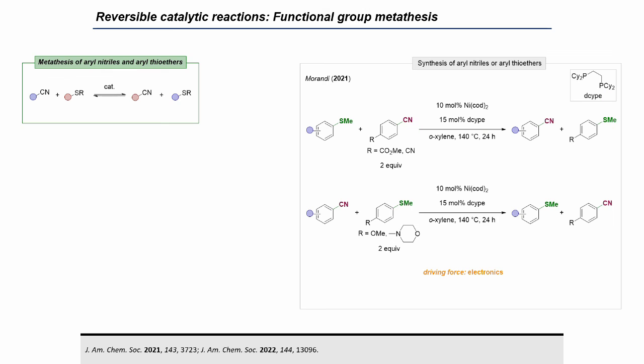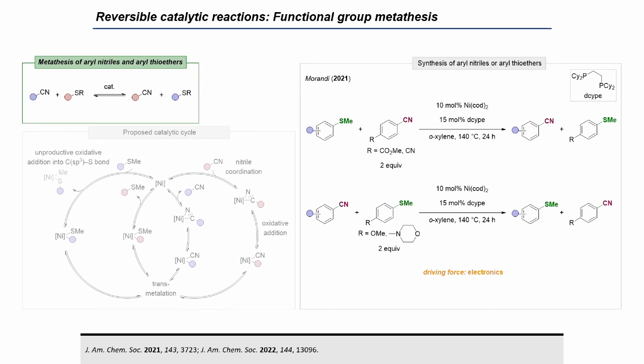More recently, the Morandi group demonstrated the metathesis between aryl nitriles and aryl thioethers under nickel catalysis. Notably, these two functional groups are complementary in terms of their reactivity and, for instance, their directing ability for aromatic functionalization chemistry. To efficiently shift the equilibrium to either side, either electron-poor 4-cyanobenzoate or 1,4-dicyanobenzene were used as nitrile donors, or electron-rich 4-methoxythioanisole or 4-morpholine thioanisole as thiomethyl group donors.